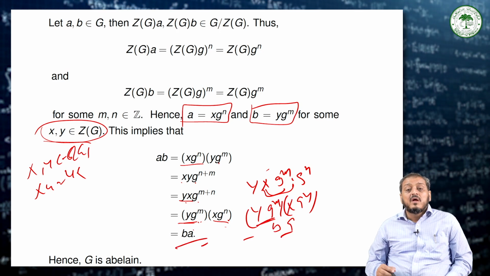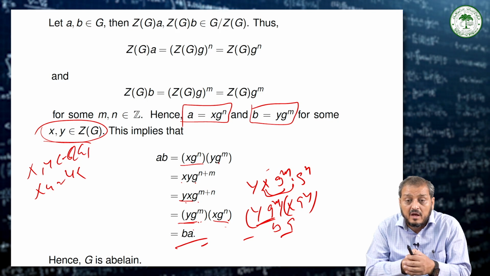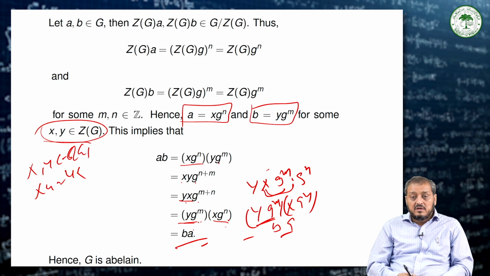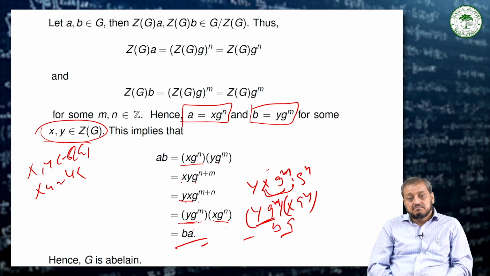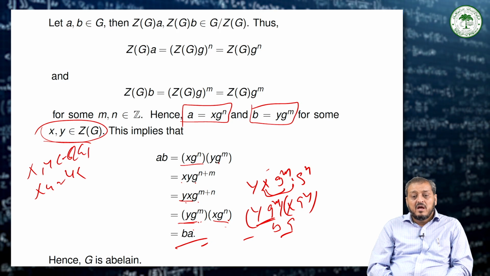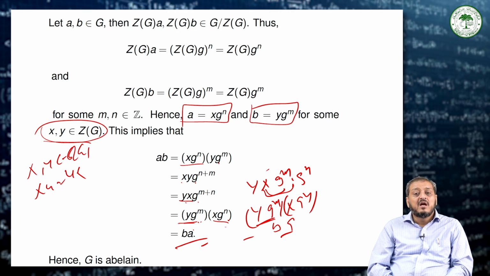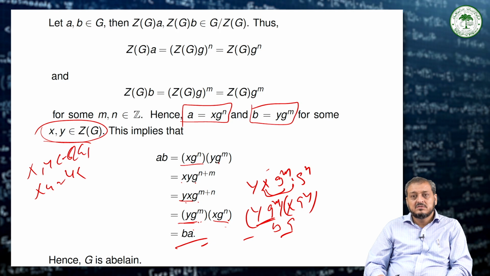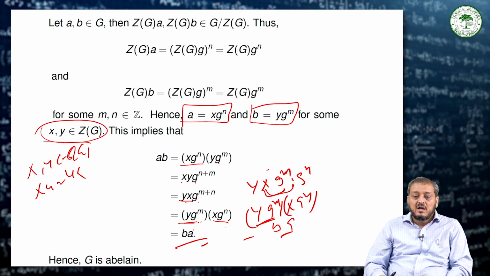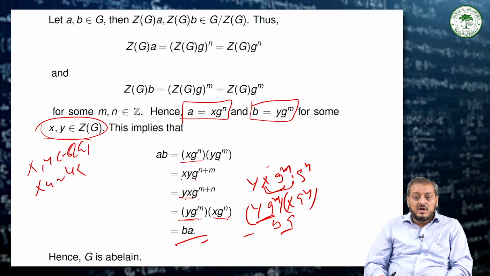Then finally we have to show that if ZG is the center, and the quotient group G by ZG is cyclic, then this implies that G is an abelian group. Okay, so now we have a question.